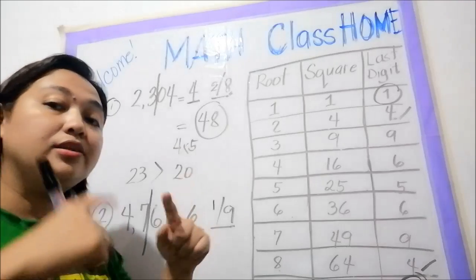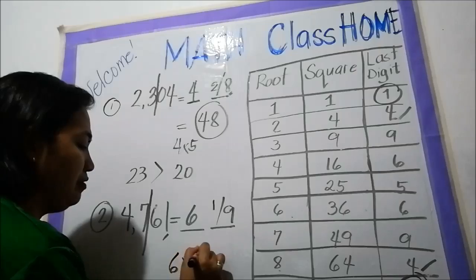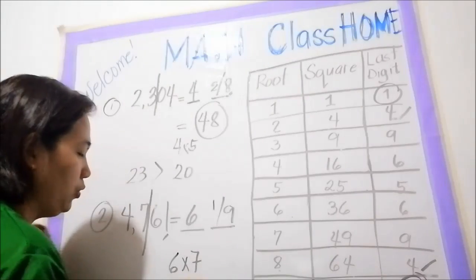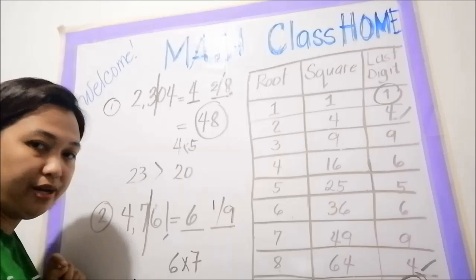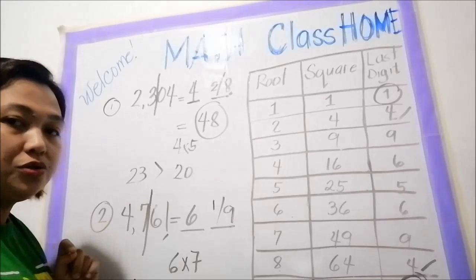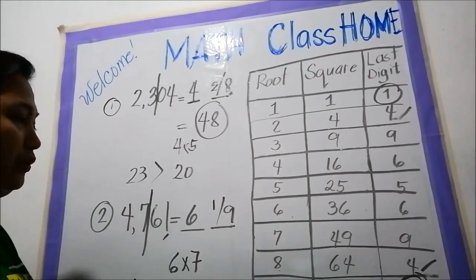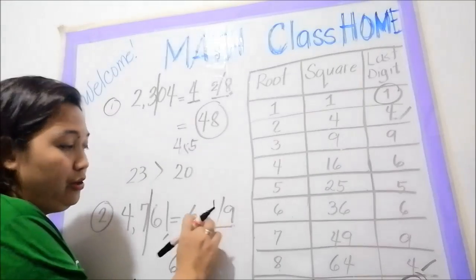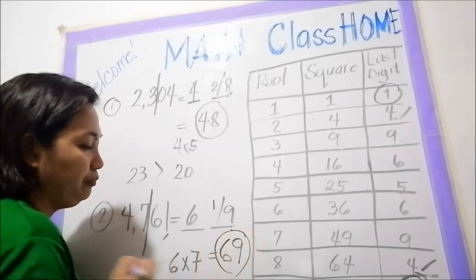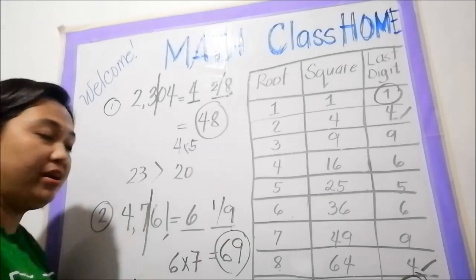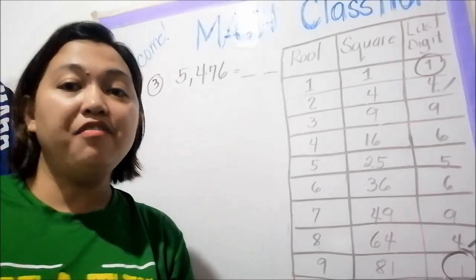Next, what is the number next to 6? That is 7. So 6 times 7 is 42. Compare it with 47. 47 is greater than 42. Therefore, you have to choose the greater number here. That's 9. So therefore, 69. The square root of 4,761 is 69. Let us have our third example.